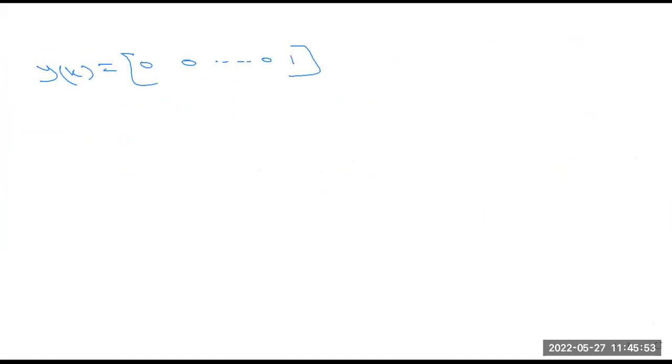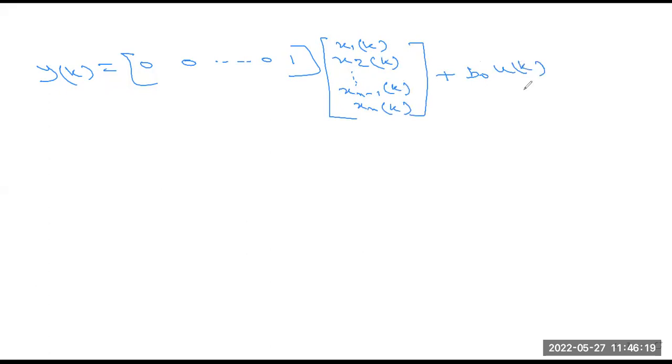Sorry. That is x1(k), x2(k), dot dot, x(n-1)(k), xn(k), plus b0 u(k). This is the output equation, equation number 7, I think. This is for the observable canonical form of the input equations.